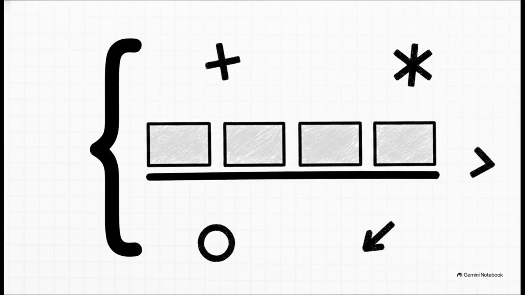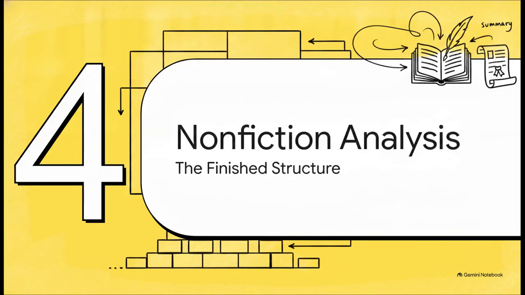These constraints are absolutely brilliant because they force your brain to process the actual structure of the text rather than just mindlessly copying things down word for word. Section 4. Analyzing Literary Nonfiction, the Finished Structure.